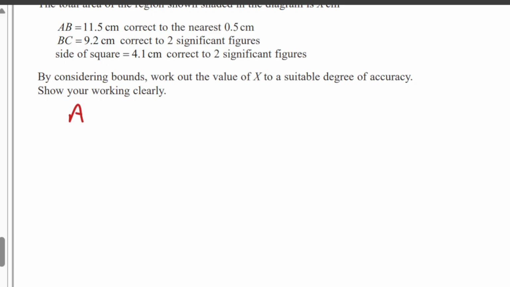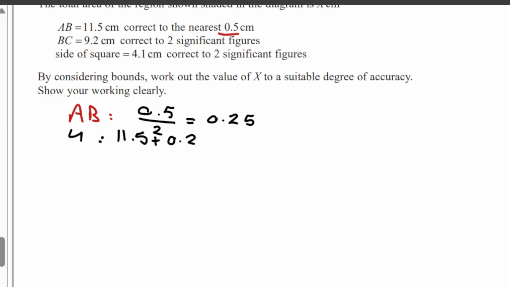For AB, they said to the nearest 0.5 centimeters. So the first step is you divide by 2, which is 0.25. Now the upper bound for AB is going to be 11.5 plus 0.25, which is 11.75. Now the lower bound is 11.5 minus 0.25, which is 11.25.